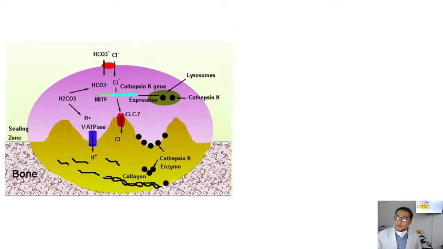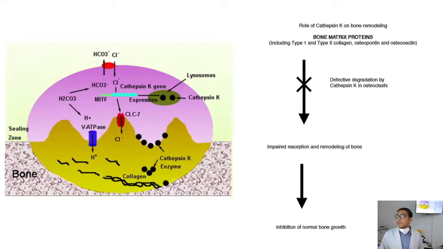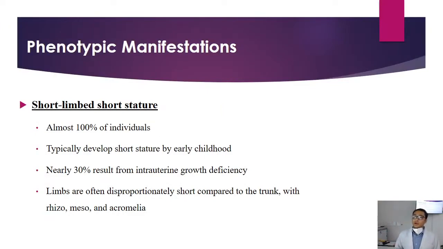This is a diagrammatic representation. So cathepsin K is present in the lysosomes, which leads to release of hydrochloric acid, which creates an acidic milieu in the bone, leading to resorption of the bone. And if the cathepsin K is defective, it leads to impaired resorption and remodeling of the bone, resulting in inhibition of normal bone growth. So in the phenotypic manifestations, nearly 100% of the individuals suffer from short stature.